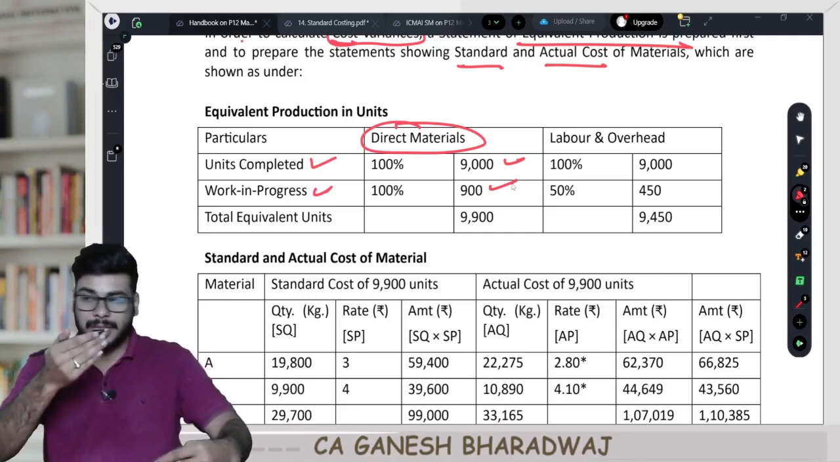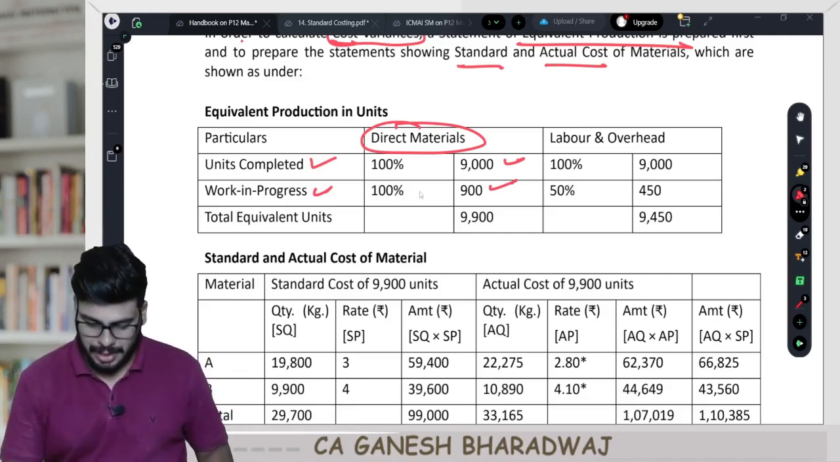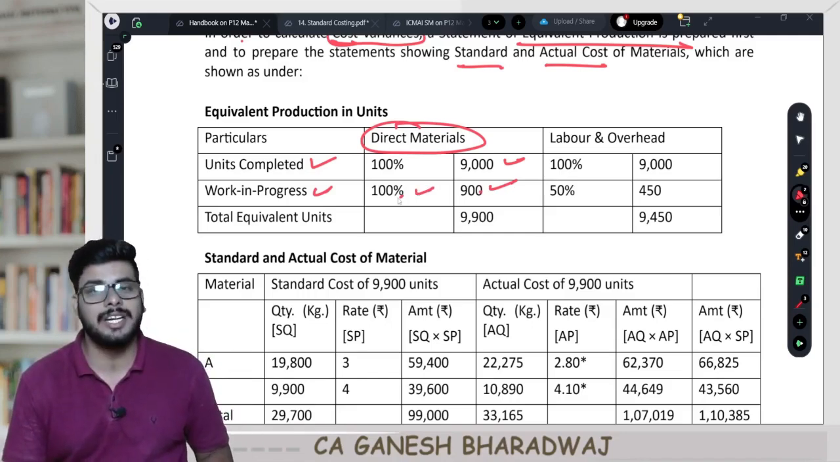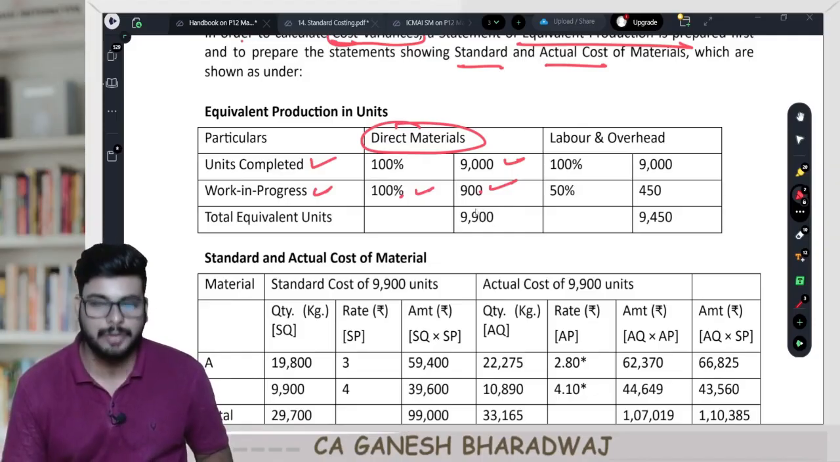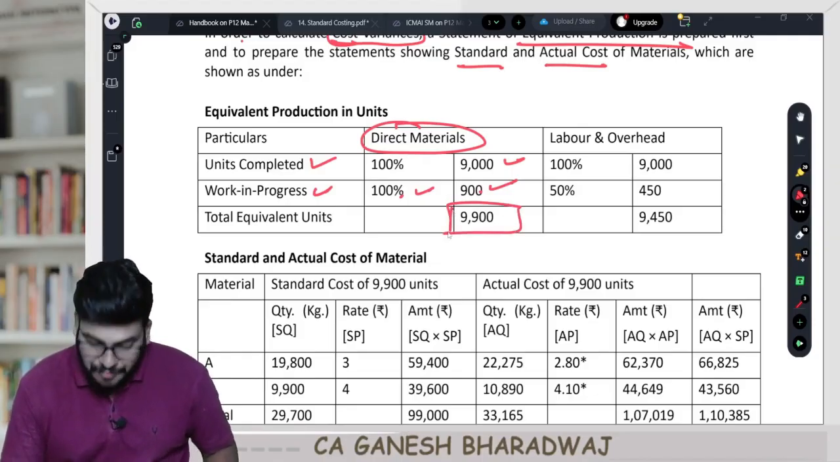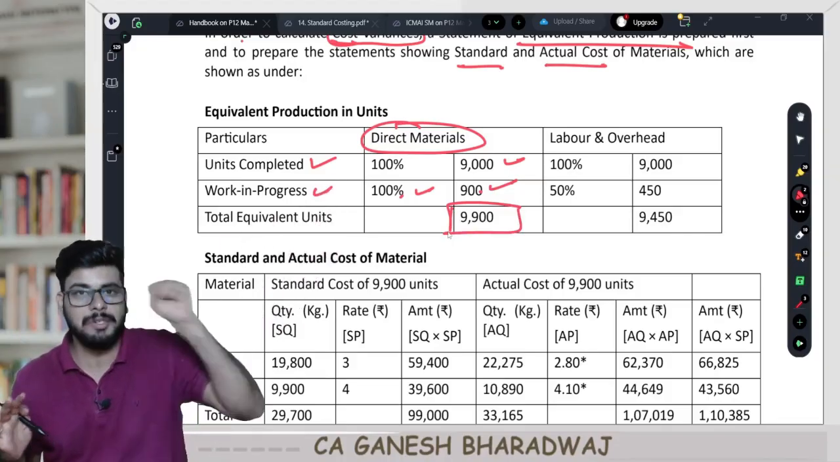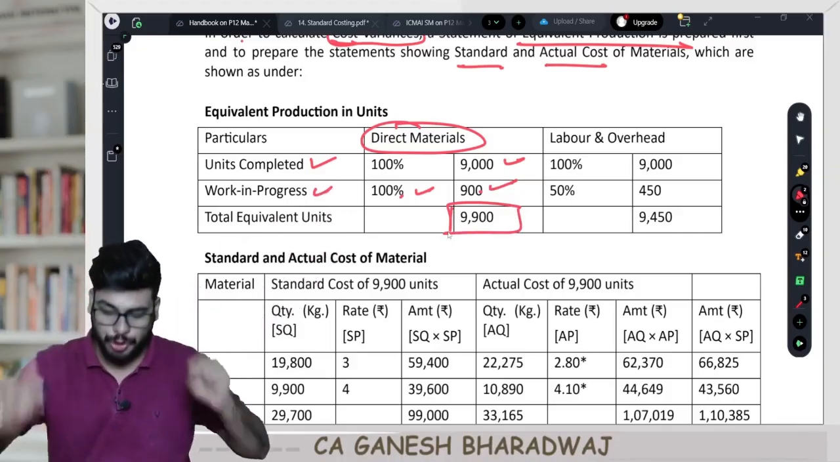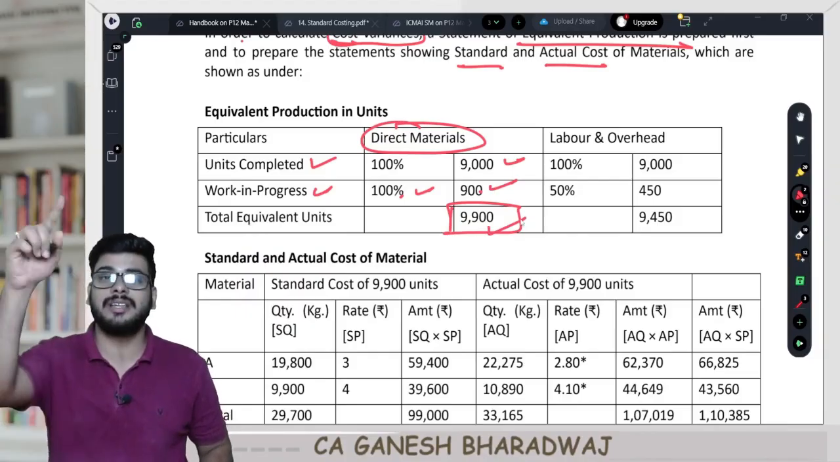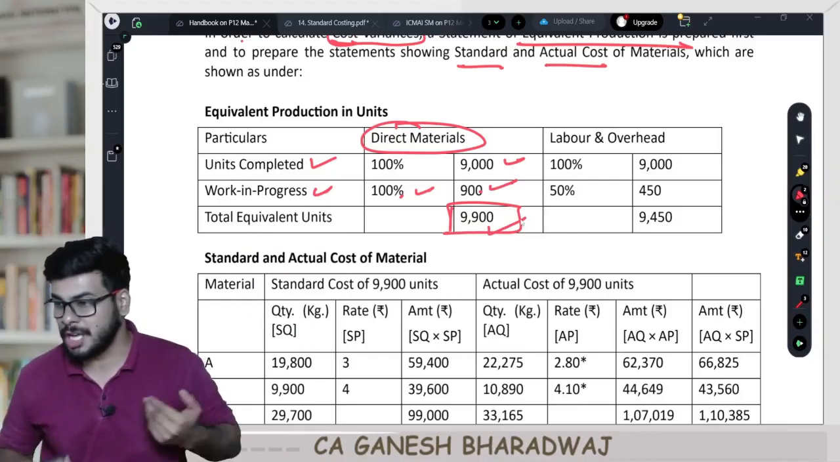Or in other words, with respect to material, they were 100% complete. So here 900 into 100%, how much is that going to be? It's going to be 900. So with respect to raw material, I have consumed my raw material cost, and I have produced how many equivalent units? 9,900 equivalent units. Are you clear with this?